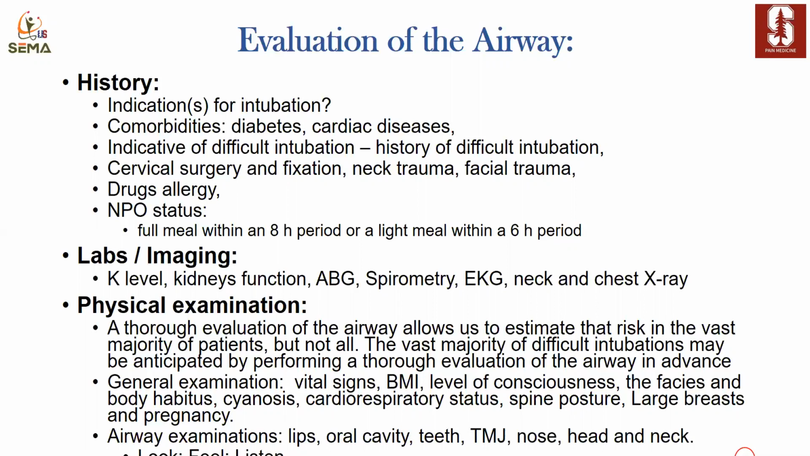What are the vital signs? What's the weight of the patient, the BMI, the level of consciousness, any facial abnormalities, any cyanosis, what's the blood pressure, the heart rate? Is there any abnormality in the spine? If you have a female patient, does she have big breasts that will make it challenging for you to manipulate your laryngoscope? Is she pregnant? And then we'll dig in deeply on the airway examination.